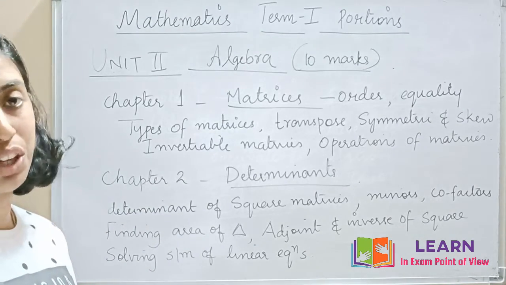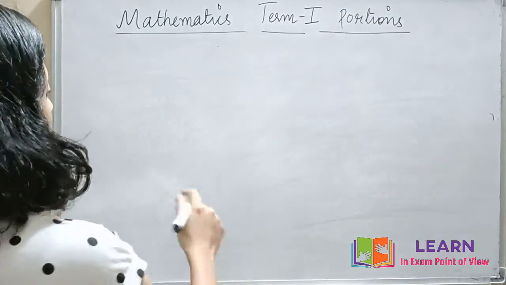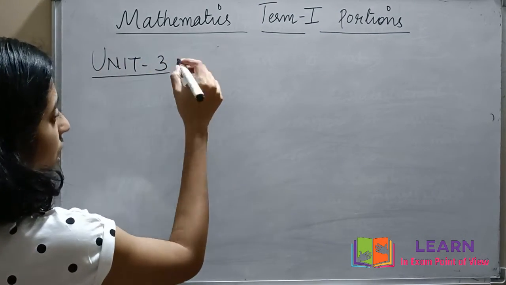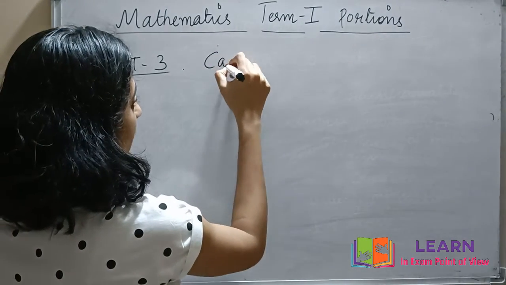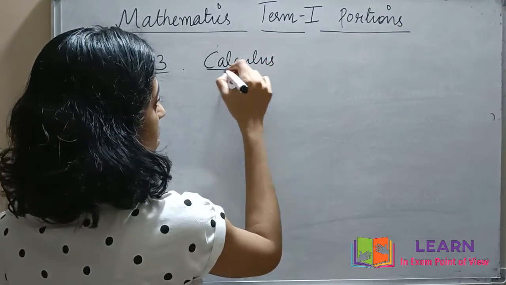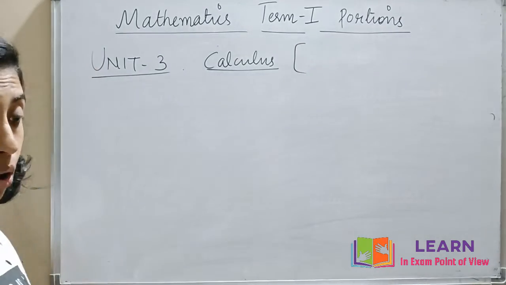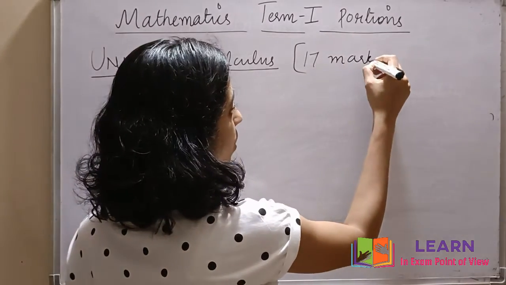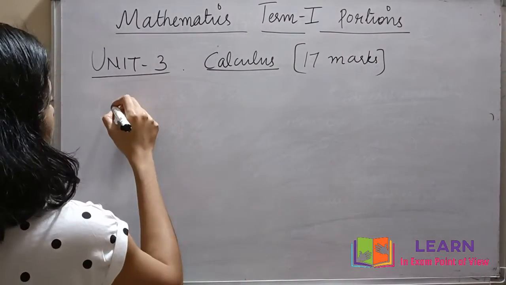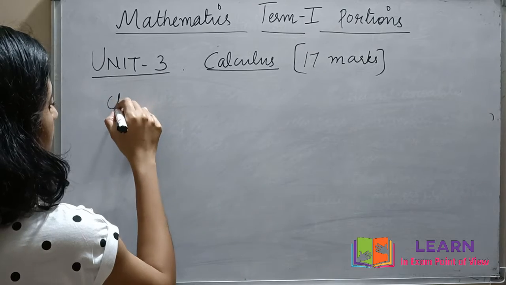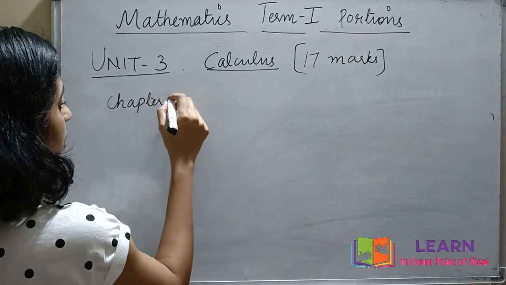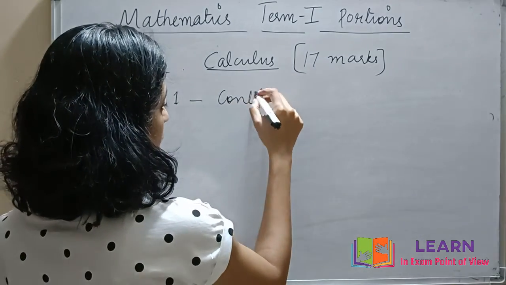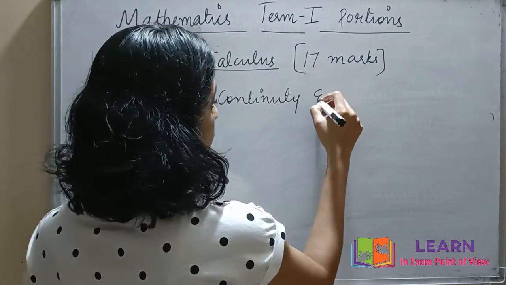Now, unit 3. So, unit 3 is very, very important. It has high weightage. Unit 3 is what? Calculus. From that, its weightage is 17 marks. Which chapters are included in this? The first chapter includes continuity and differentiability.